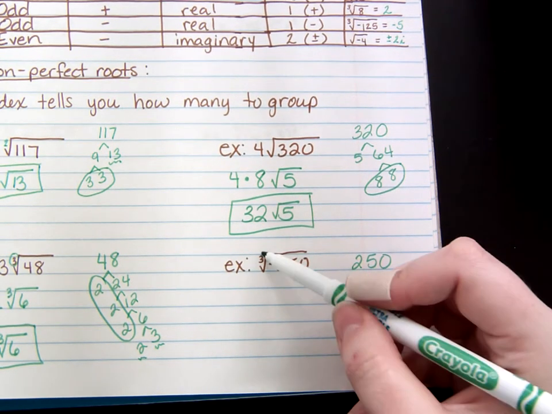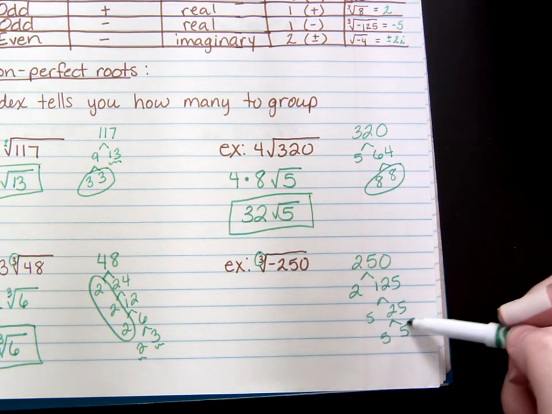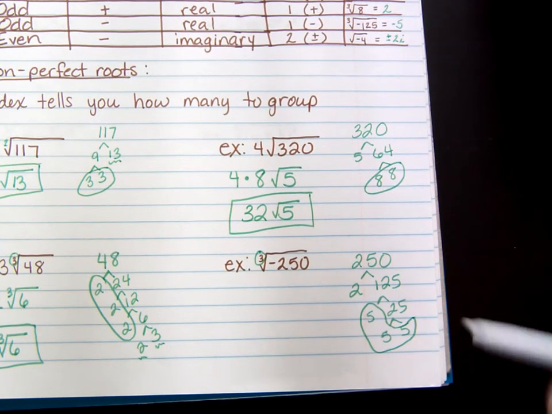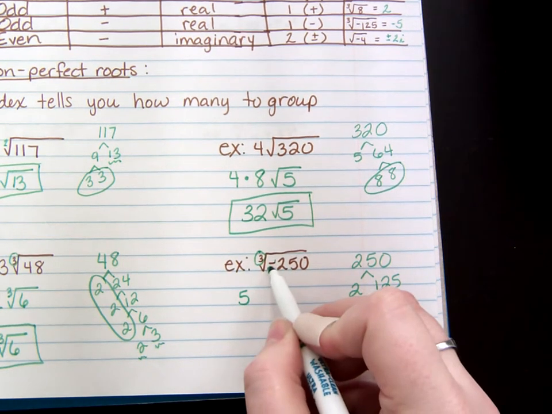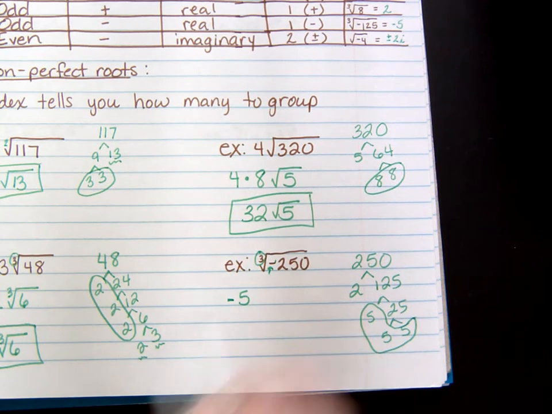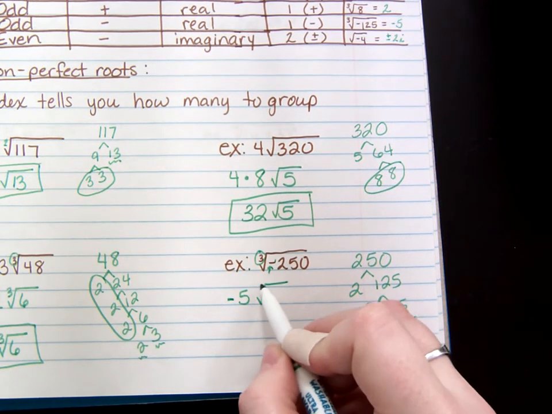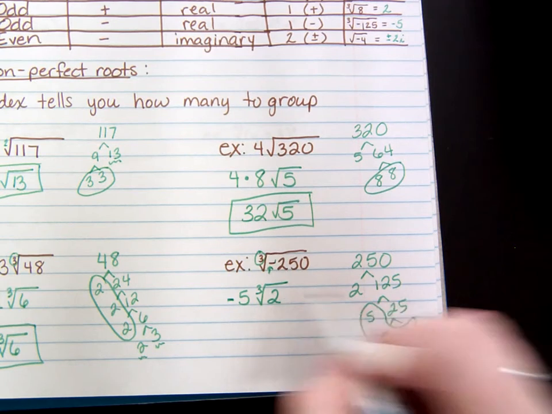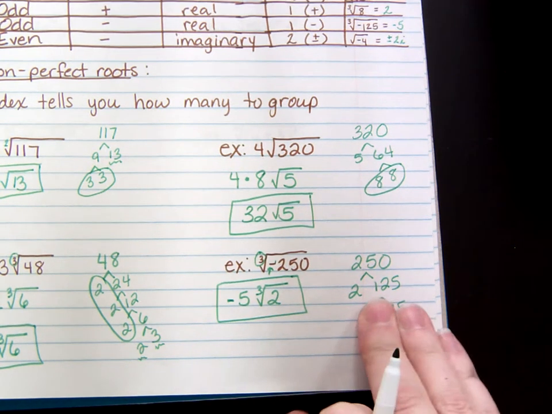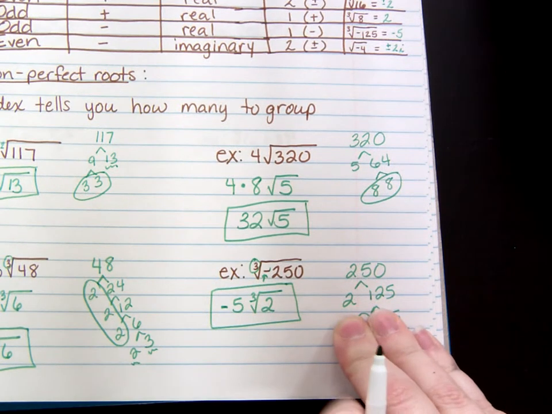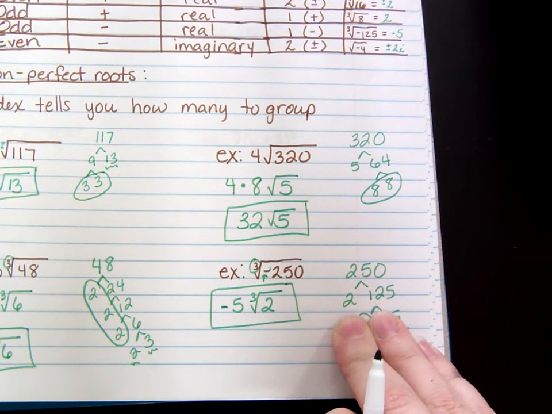Now again, index is 3, which means I have to have 3 of a kind to pull that out as a coefficient. So this 5, I'm going to pull that out, but because this was negative, it needs to be a negative 5. And then the cube root of my leftover 2. Now, if you recognize any of your perfect cubes, you could have actually stopped here. Cube root of 125 is 5. So if you know your cube roots, you can take a shortcut there.